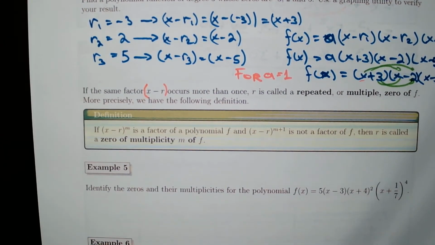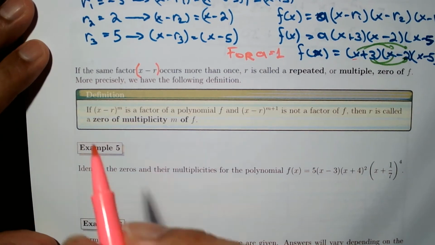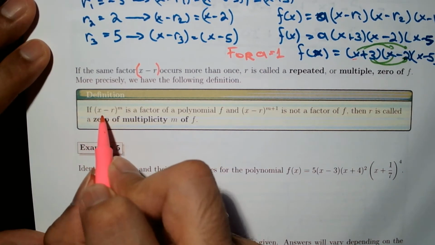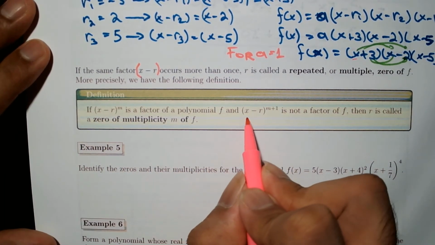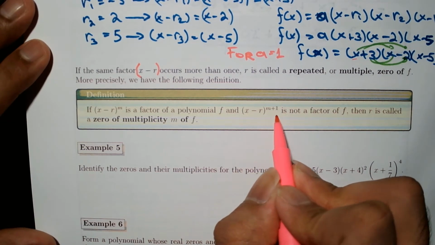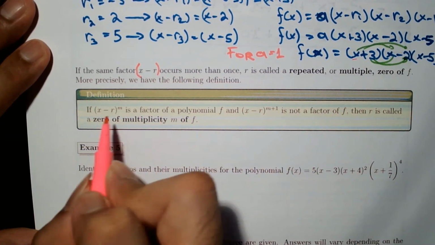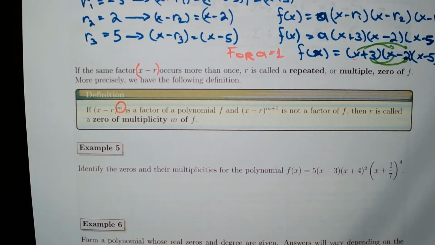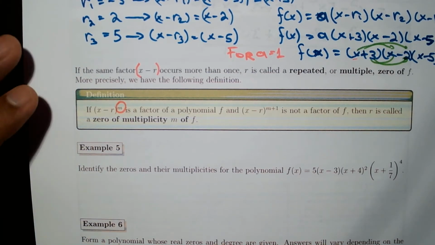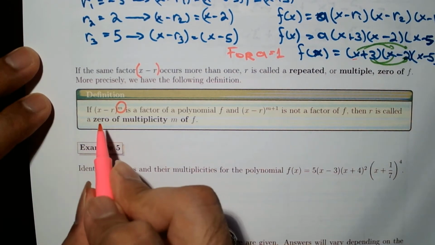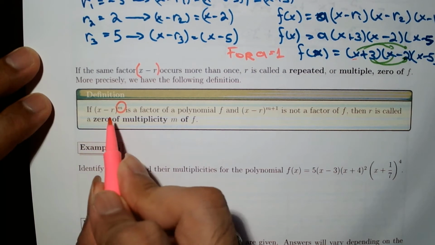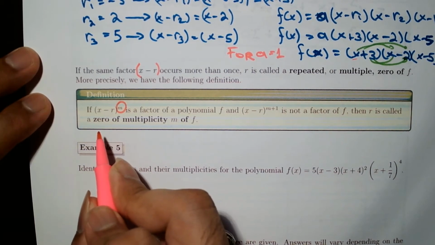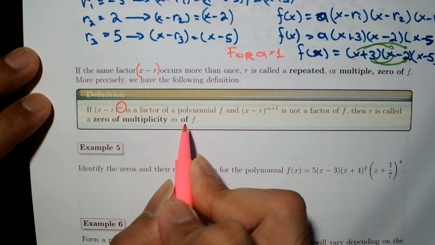Okay, so the definition, in more fancy language, is this: if x minus r to the m is a factor, but x minus r to the m plus 1 is not a factor, with this we're saying that m is the highest power of that zero in particular. Then we say that r, whatever that value is, is called a zero of multiplicity m of f.